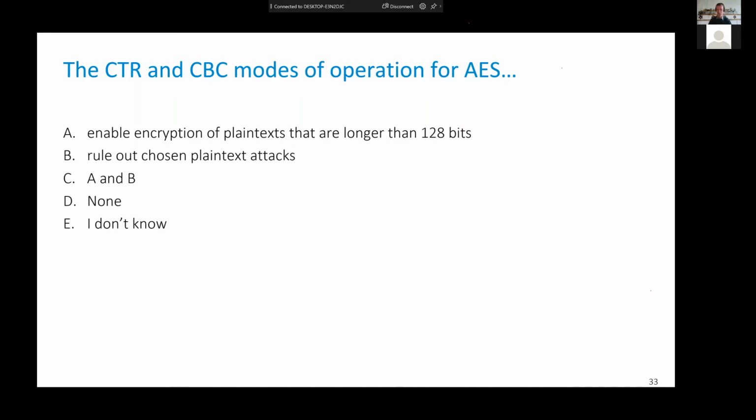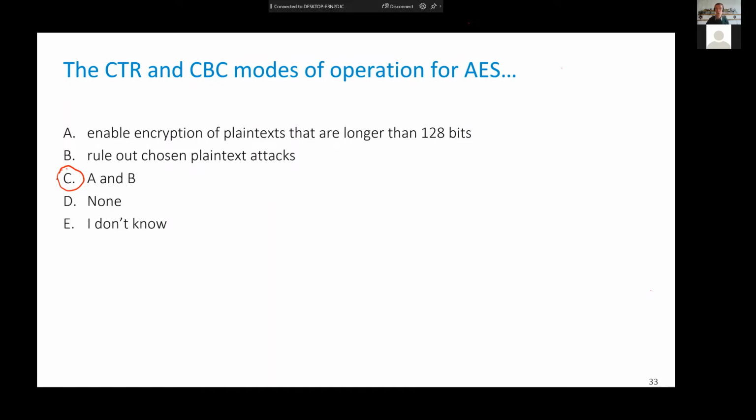Voilà, I close this poll. And the majority says A, CTR and CBC modes of operation for AES enable encryption of plaintext that is longer than 128 bits. This is true, but B is also true. So the correct answer is C.